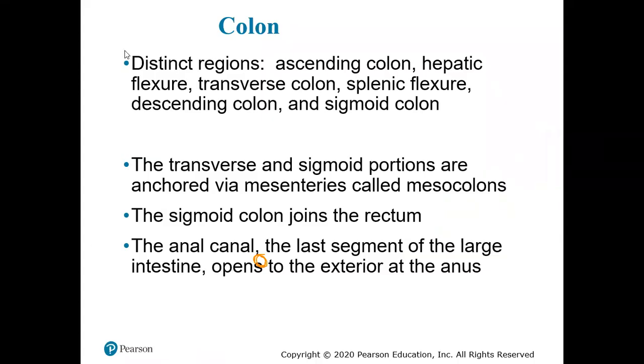As I mentioned, there are distinct regions: the ascending colon to the hepatic flexure, to the transverse colon, to the splenic flexure, to the descending colon, to the sigmoid colon, ending in the rectum and then the anus. The transverse and sigmoid portions are anchored via mesenteries called mesocolons. We'll talk about the rectum and the anal canal when we get to defecation.